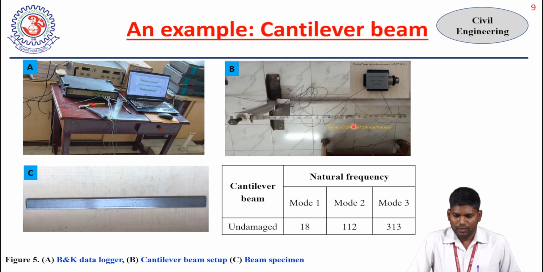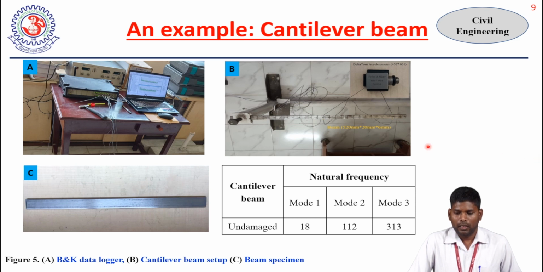So this is free. After excitation by the impact hammer, it is going to vibrate freely, and then we record the response. While recording the response, we have natural frequencies for this cantilever beam. At the first mode, we recorded a natural frequency of 18 Hz. For the second mode, 112 Hz, and for the third mode, 313 Hz. It may extend, but we need to select the range of natural frequency up to our convenience.